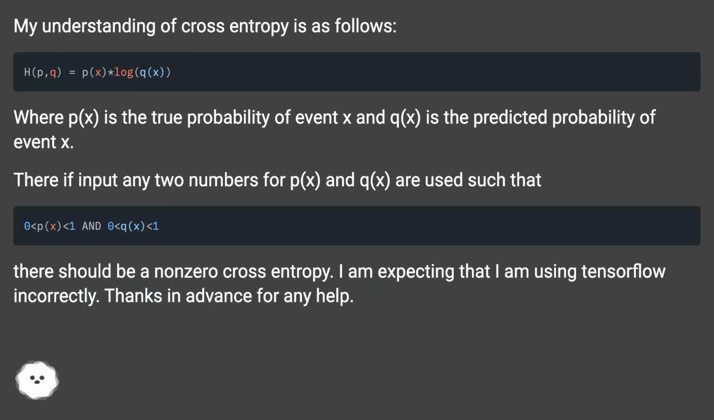My understanding of cross-entropy is as follows. Where P(x) is the true probability of event x and Q(x) is the predicted probability of event x. Therefore, if I input any two numbers for P(x) and Q(x), there should be a non-zero cross-entropy. I am expecting that I am using TensorFlow incorrectly. Thanks in advance for any help.